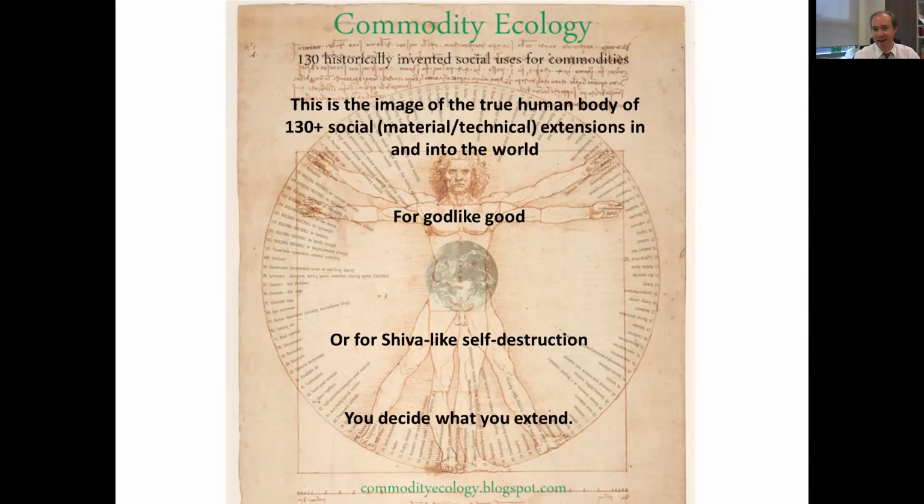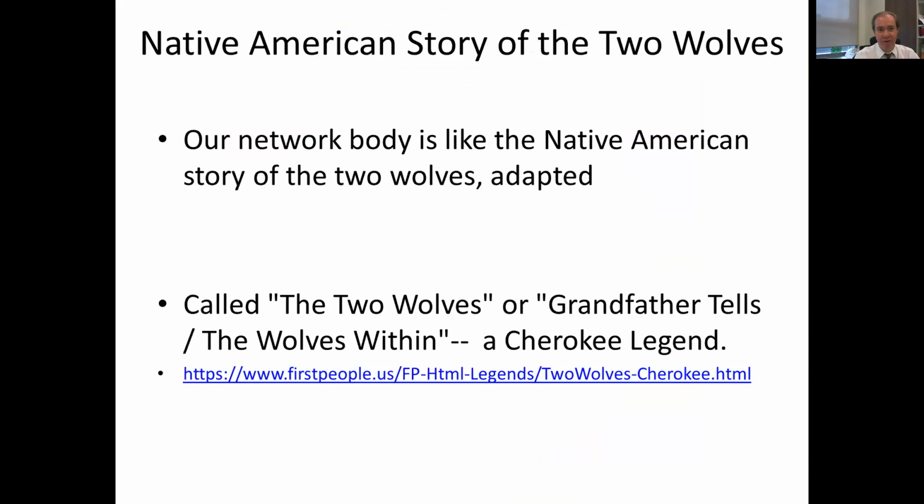But the point is, we make decisions like that about all the materials around us. They are not neutral, they are decisions. And with decisions come moral value or immoral use. So the point is, I want to close on this story right here of the Native American story of the two wolves. And our networked body is like this story of the two wolves. And I've adapted this to discuss commodities. You can read the original one here if you want, called The Wolves Within. It's a Cherokee legend. Cherokee is one of the Native American tribes of the United States.